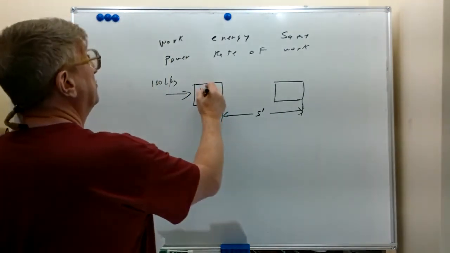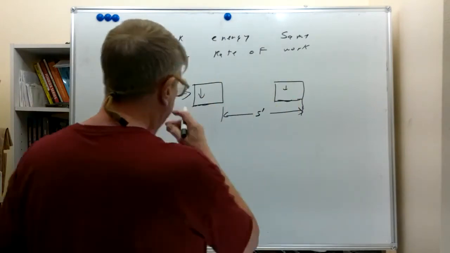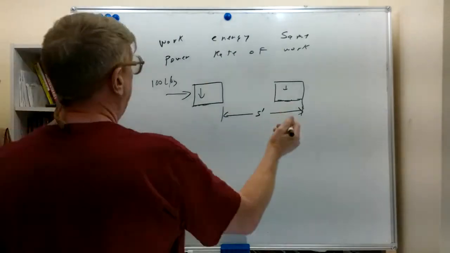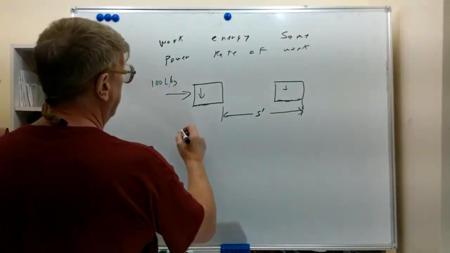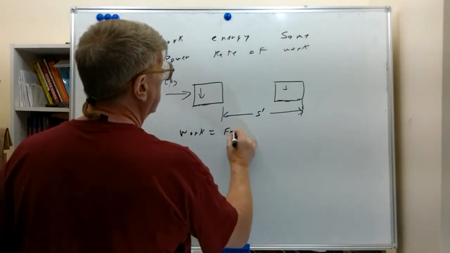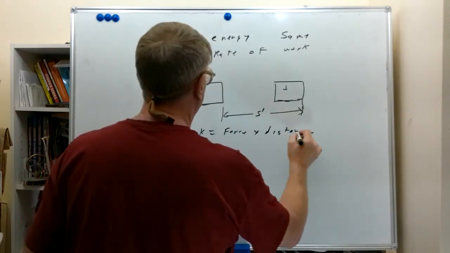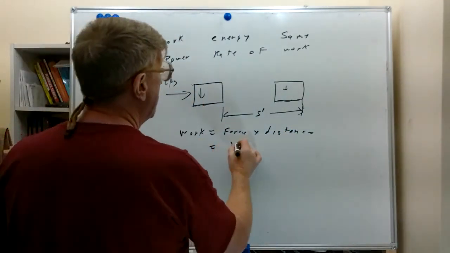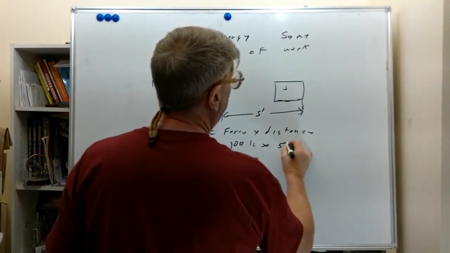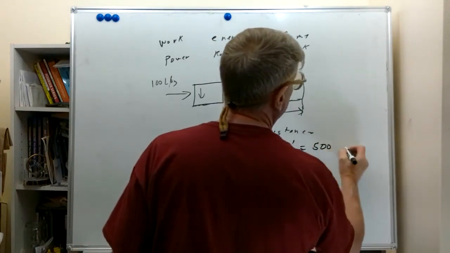this is gravity here pushing down. That's why we have the resistance here. Gravity's still pushing. But if it took 100 pounds of force to make that load move, and we moved it 5 feet, the work we would have done would be force times distance, which would be 100 pounds times 5 feet, would be 500 foot-pounds.